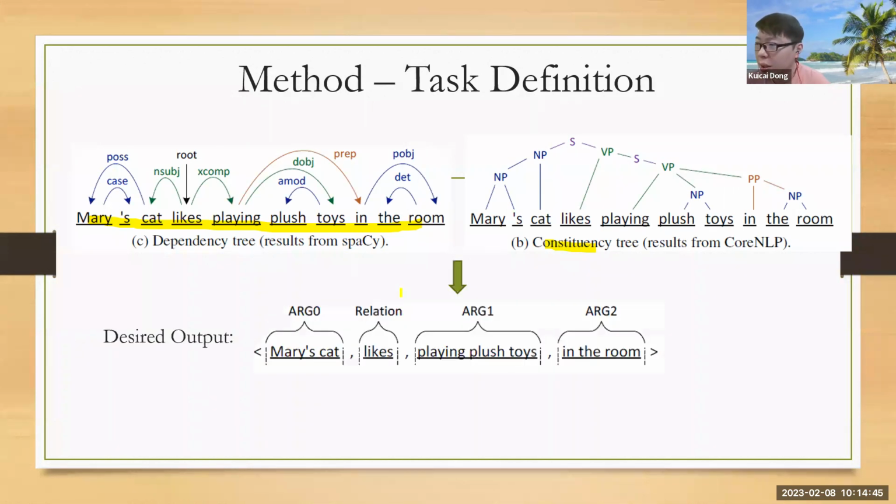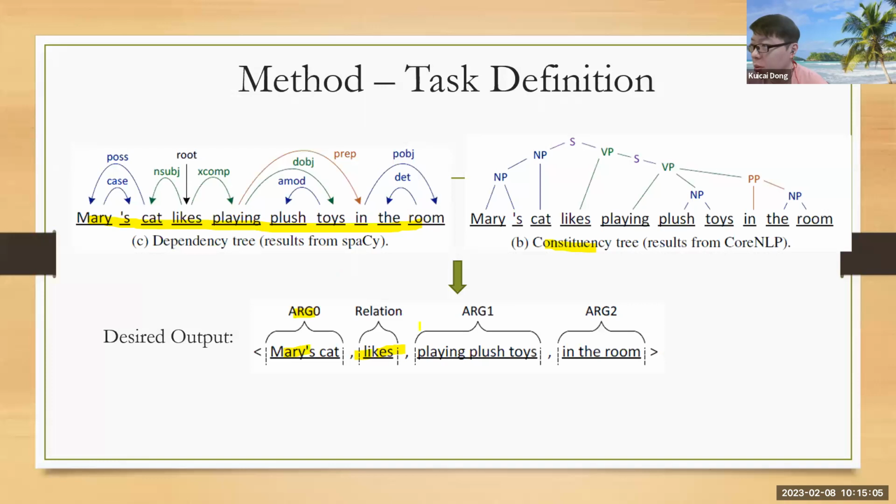Then our designed output is a relational tuple like this. We can see here an n-ary tuple consisting of four parts: argument 0, 1, 2 with a relation. So this is our designed output.